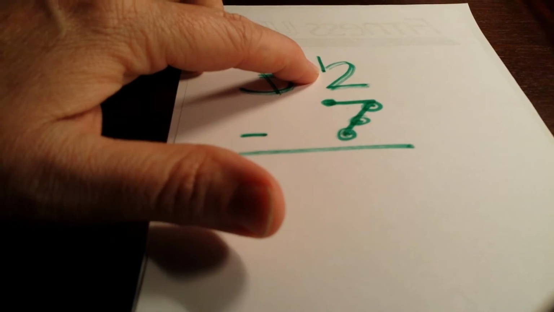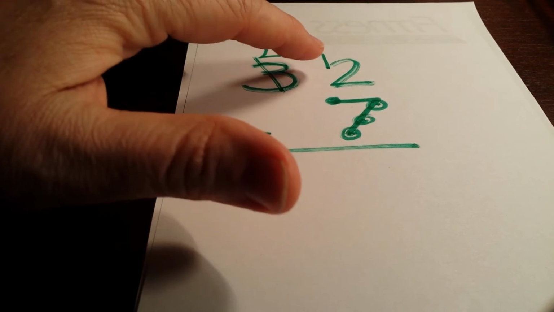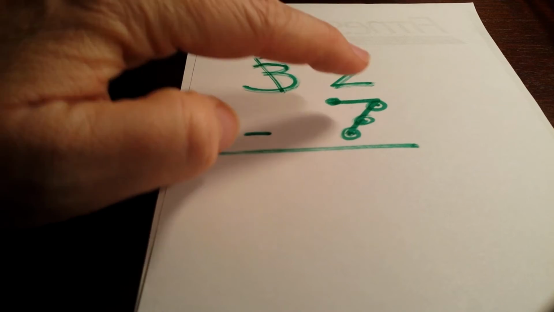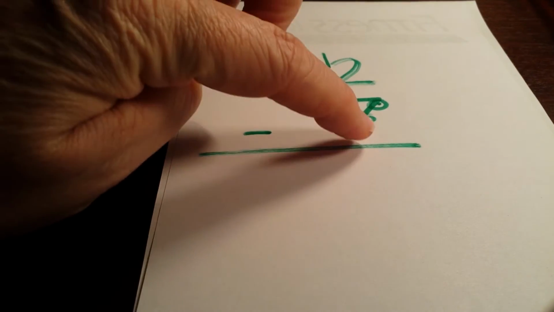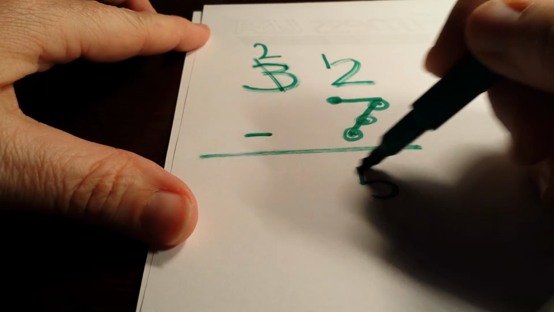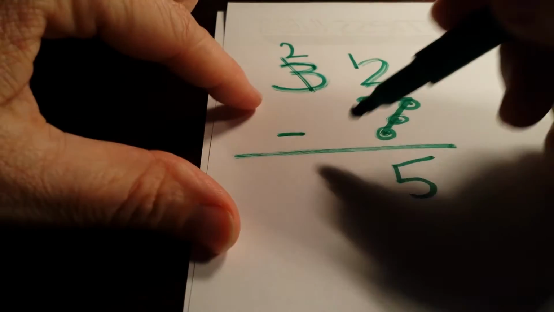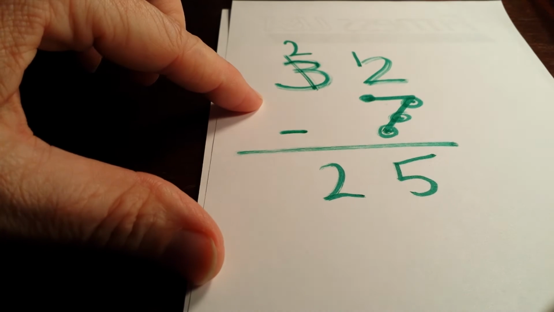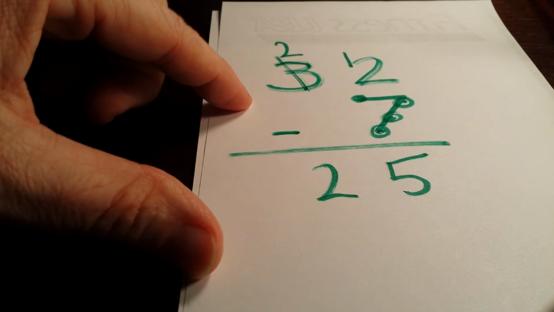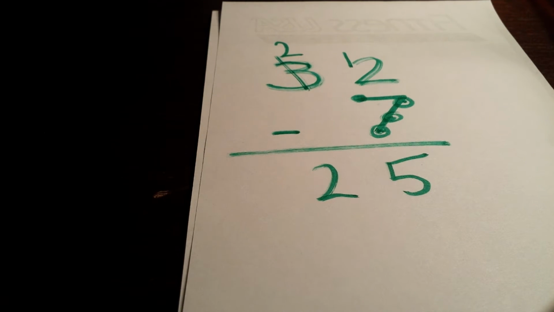So we really have 12 now. 12 minus 7. 12, 11, 10, 9, 8, 7, 6, 5. And now we have 2 minus 0, really, is 2. So we have our answer is 25. Let's do one more.